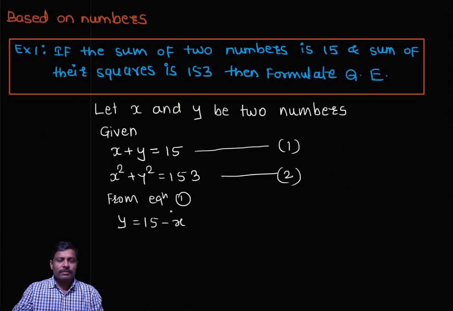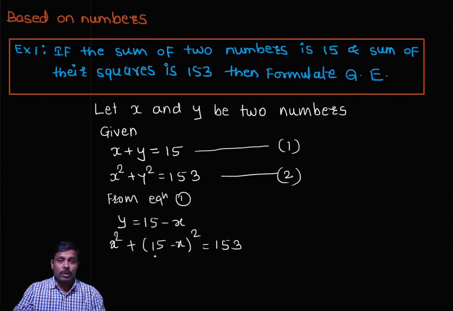From equation 1, the value of y is 15 minus x. Just transfer this x to the right hand side. Now put this value of y, which we have obtained from equation 1, in equation 2 instead of y. Now look at this. This is the equation in terms of x only.